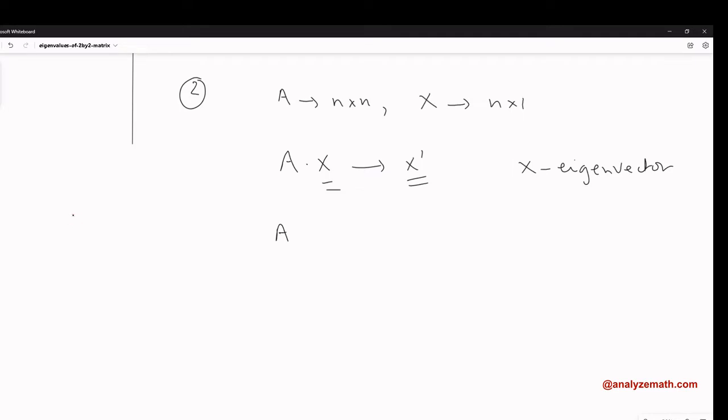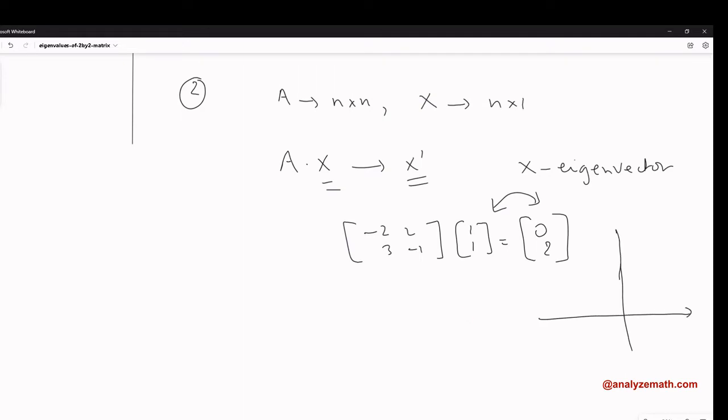Now let's take an example. Let A be the matrix with rows (-2, 2) and (3, -1), multiplied by the vector (1, 1). Multiplying, -2 by 1 plus 2 by 1 gives 0, and 3 by 1 minus 1 gives 2. Are these two vectors parallel? No. The original vector X is (1, 1), and (0, 2) is somewhere over here. Clearly, they are not parallel.